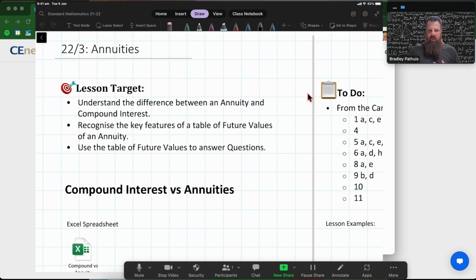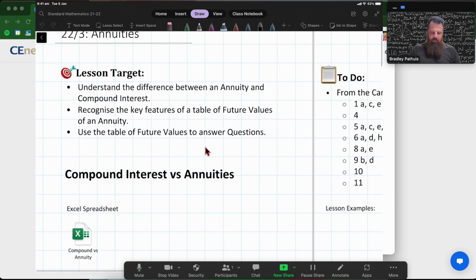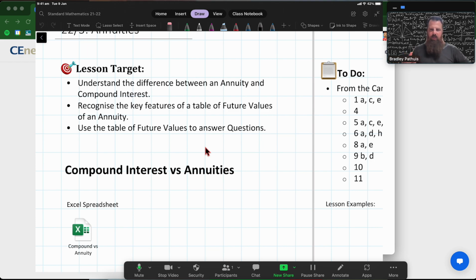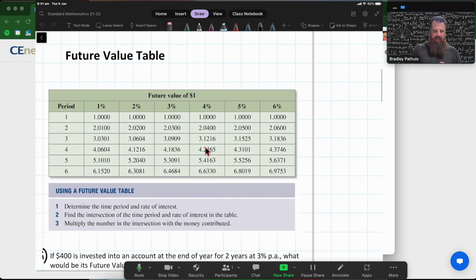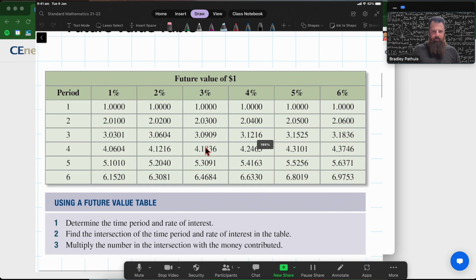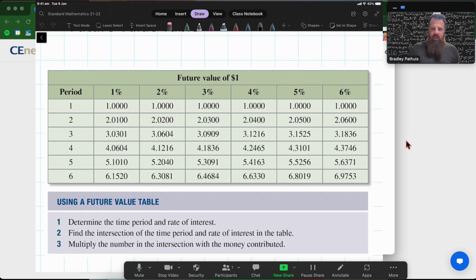All right. So we've looked at the difference between compound interest and an annuity. An annuity is where you're making that extra regular repayment. So what is a future values table? Well, this is a future values table. It's the future value of, most times, $1. What that means is that someone has done all the hard financial calculations for us.